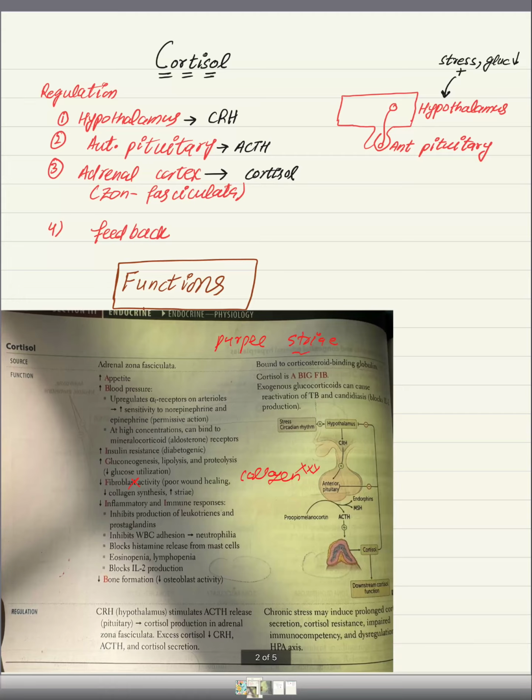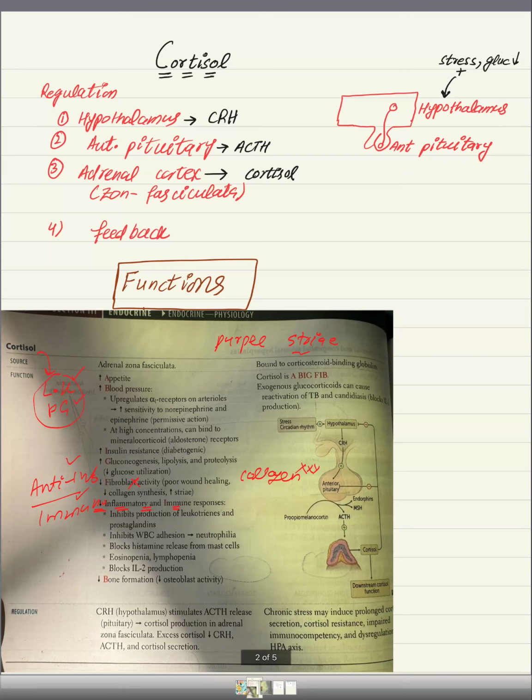And then it is going to decrease the inflammatory and immune response, and this is again going to be very, very important. That's why cortisol is called anti-inflammatory, and it is also called immunosuppressive. So first of all, just remember, whenever you have cortisol, it will go and inhibit two important things. First of all, it will inhibit the leukotriene. Second, it will inhibit the prostaglandin production.